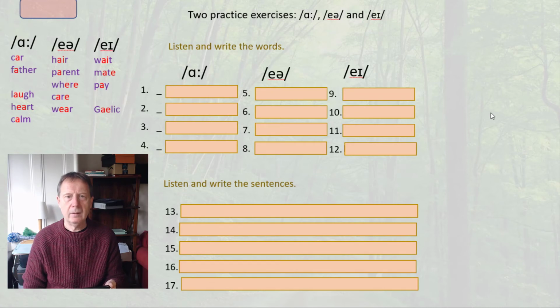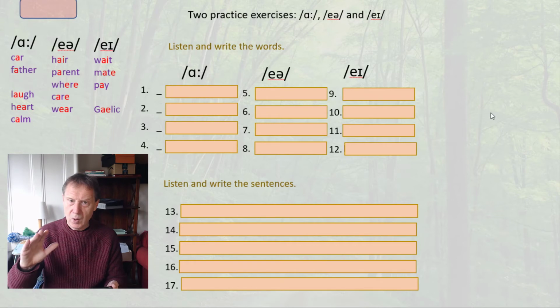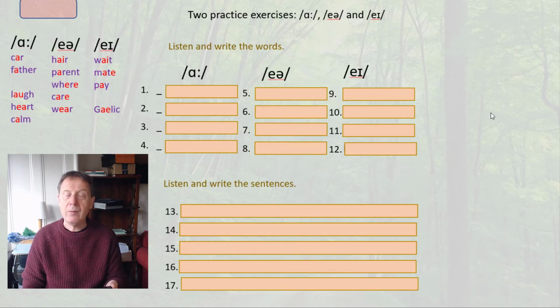stair. Now this is a stair in a house, to go up or down. Number 6, bear. Now this is the animal. Number 7, there. Now this is the word you use for pointing, location.